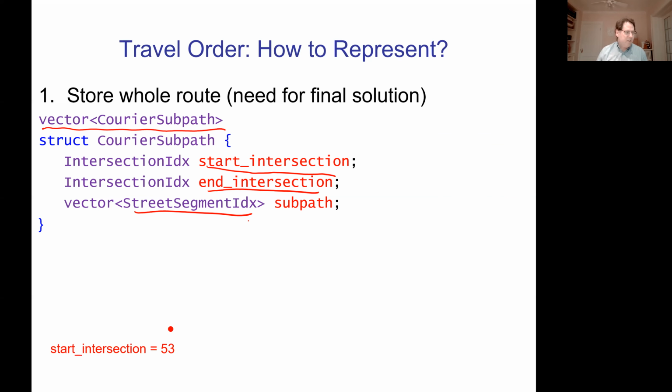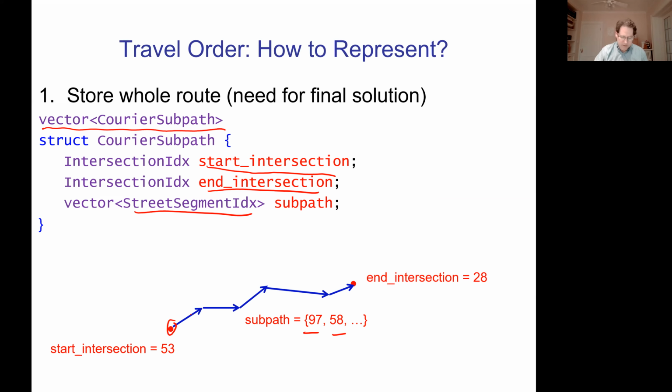We might say the start intersection is number 53, the end intersection is number 28 in my graph, and then there are a whole bunch of street segments with certain street segment IDs that get me from one to the other. So that would essentially be one of those edges that I've been drawing. And as I'm changing the solution, I could change all these subpaths in my solution. What do you think? Do you like that idea or not? I could do that. Should I do that?